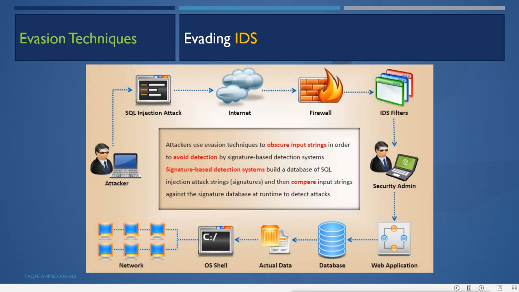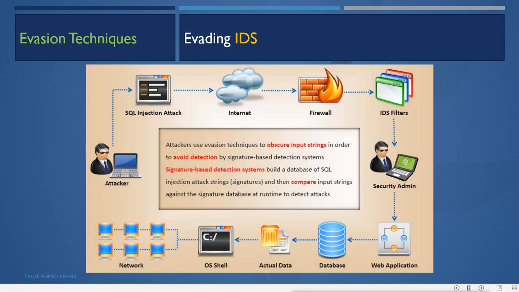Now, evading IDS. IDS is a tool which detects these malicious queries. Firewalls are not able to detect this. So we have IDS. IDS means intrusion detection system. In this intrusion detection system, they are designed to detect these types of different queries. So attackers use evasion techniques to obscure the input string in order to avoid detection by signature based detection systems. A signature based detection system builds a database of SQL injection attack string signatures and then compares input strings against the signature database at runtime to detect the attacks.